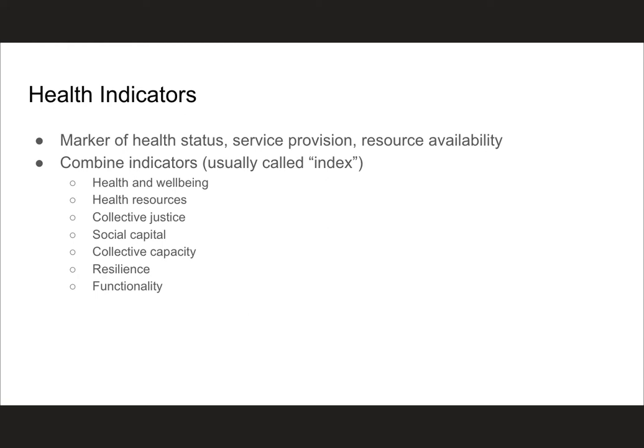Health indicators. A health indicator is a marker of health status, service provision, and resource availability. These are three things that I will hint at for the quizzes or the exams. For example, I might ask you, what are health indicators? What are they markers of? Health status, service provision. So, how healthy is the population? Are there enough hospitals and other services to keep you healthy? And are there enough resources to provide those services?